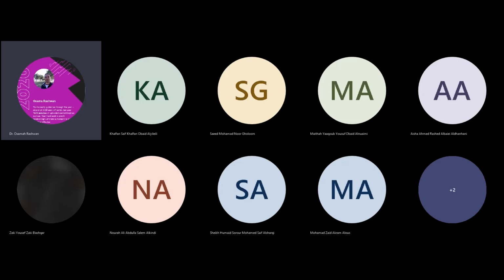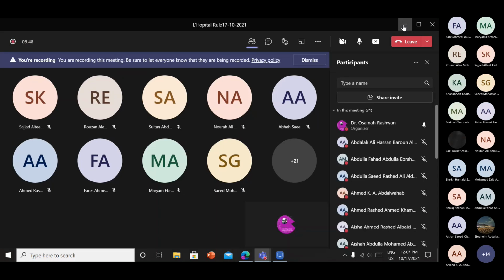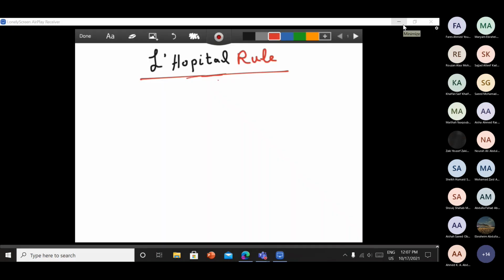Let's start today with L'Hopital rule. What's L'Hopital rule? L'Hopital rule is used to find the limit in special cases.